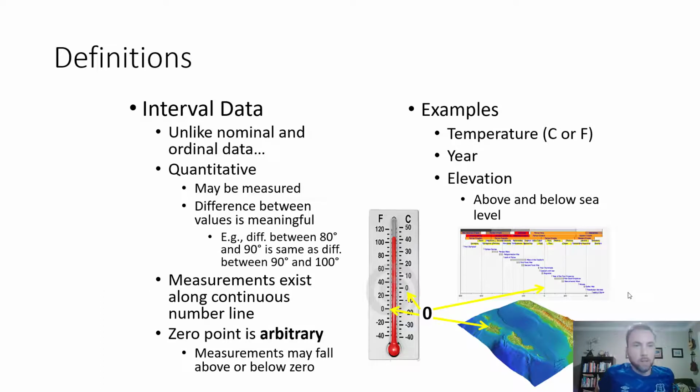Other examples of interval data might be the year. So we use the birth of Jesus as our starting year one in the West, right? The Western calendar, the Gregorian calendar. Are we on? I think we're on the Gregorian calendar. I don't know if there was a year zero. There's one BC and there's one AD, right? Or BCE and one CE, right?